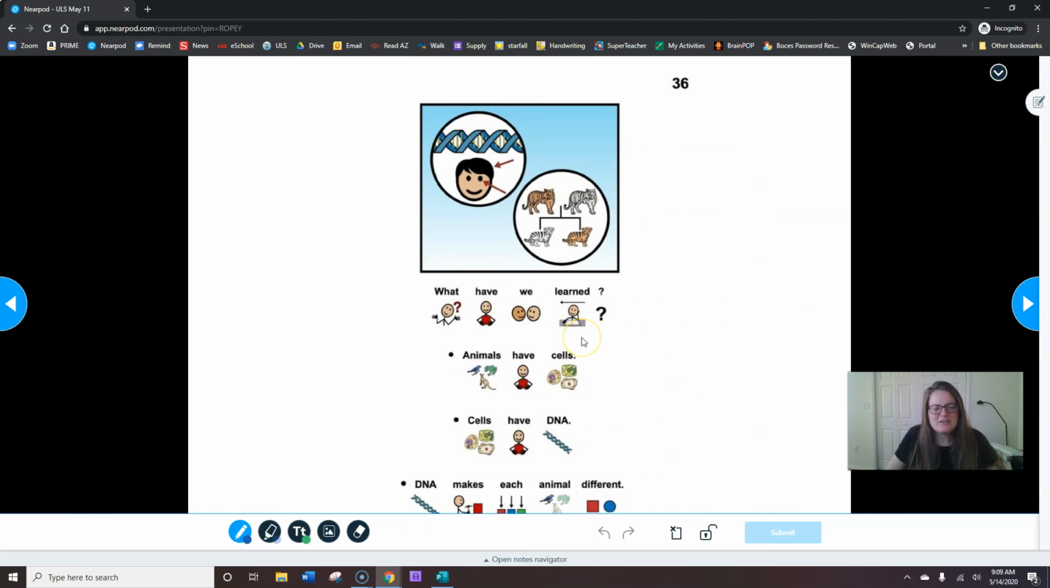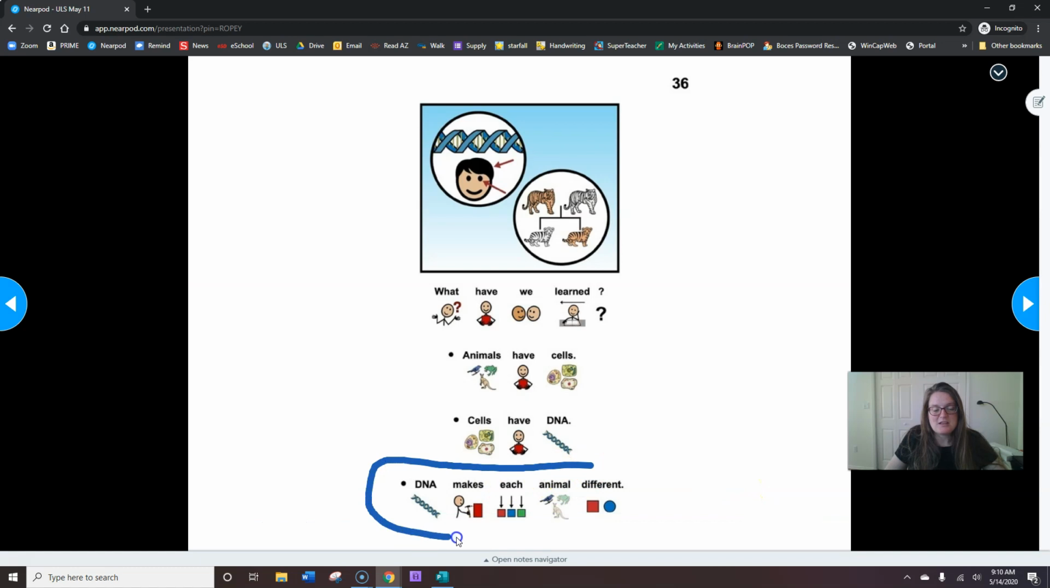What have we learned? Animals have cells. Cells have DNA. DNA makes each animal different. So we learned that DNA makes animals different. So a tiger is different from an elephant, but two tigers, like the mom tiger and the dad tiger, or the two cubs, the different animals can still have different DNA from each other. Okay? So DNA makes each animal different.